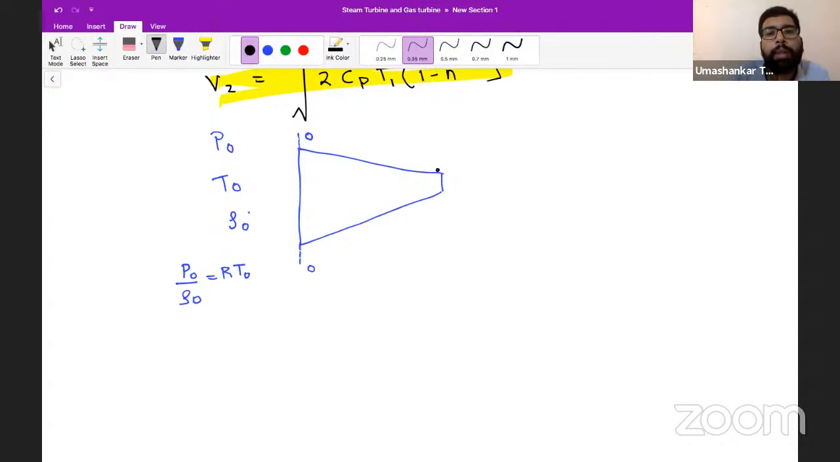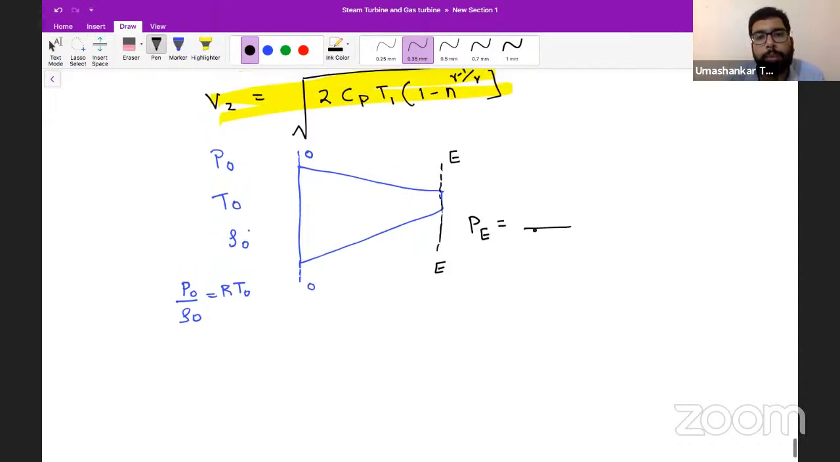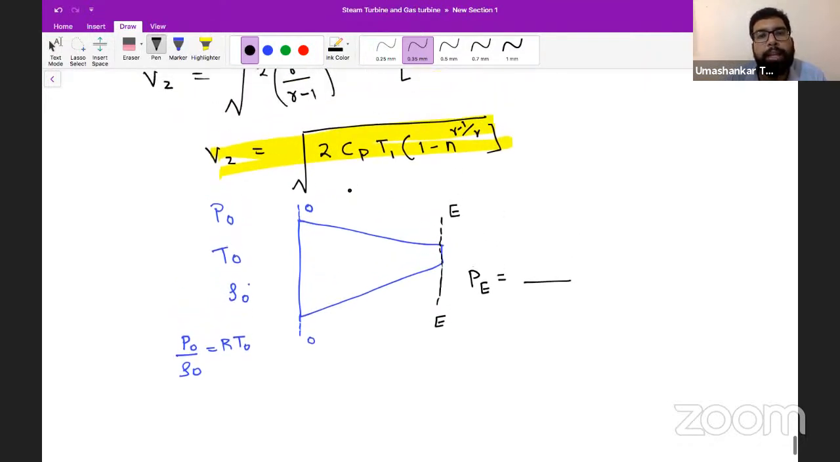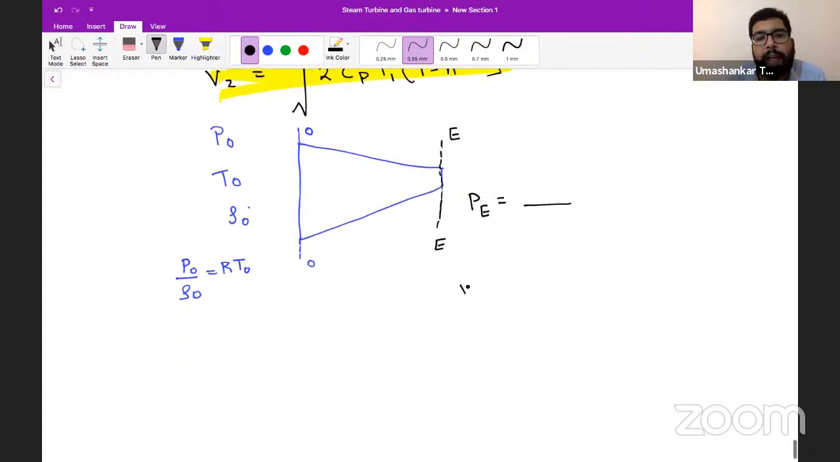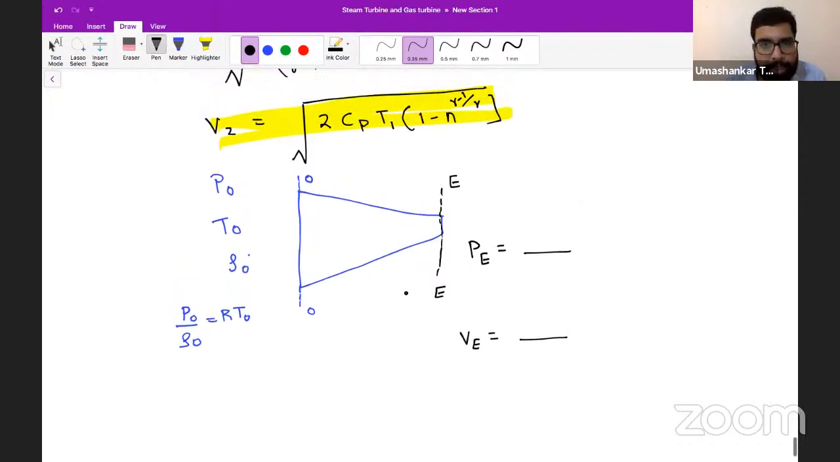Now listen to me very carefully. At this exit, the pressure is, let's say, known to me. So from this formula, can you develop the exit velocity? You can say, sir, yes, I can. But I will say you have to be very cautious here.